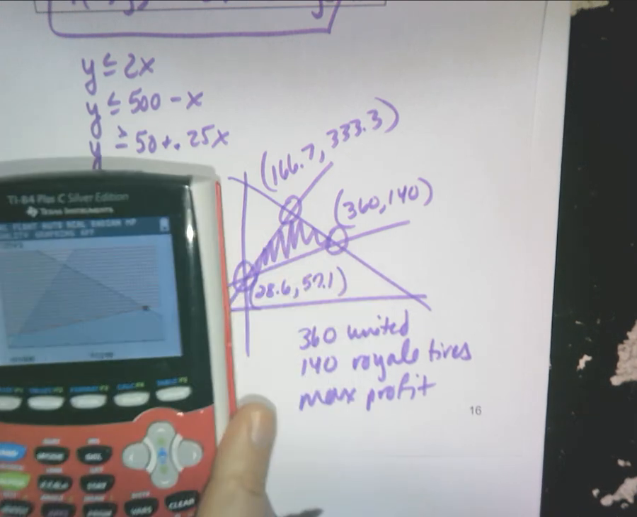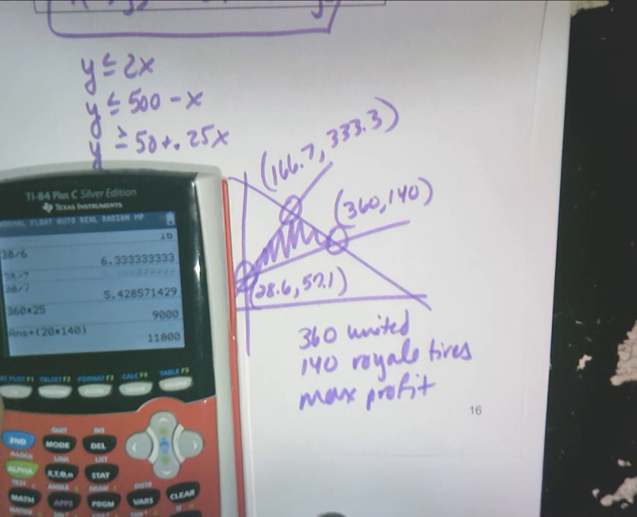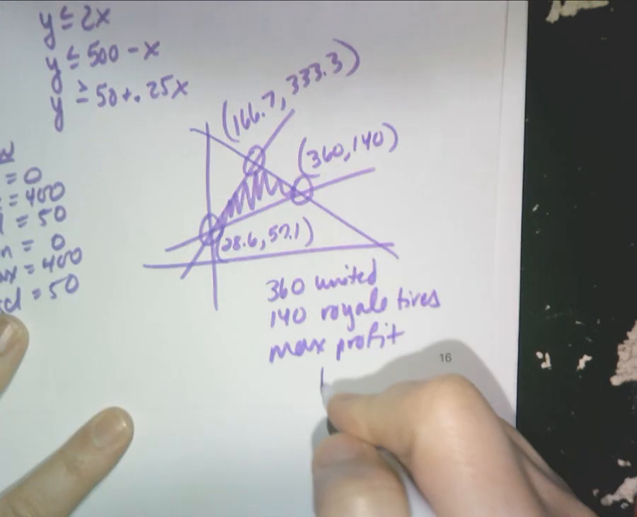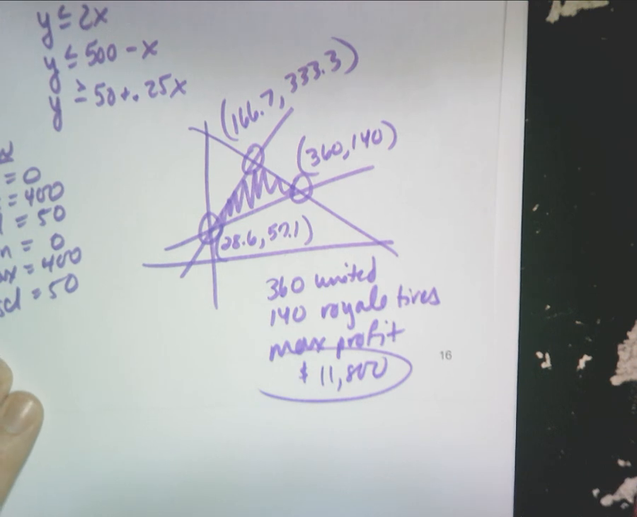And you can multiply that out for me so we can see what we get. Let's see. 360 times 25 plus 20 times 140. So they would get $11,800 in profit just on the selling of tires alone. That would be their maximum profit.